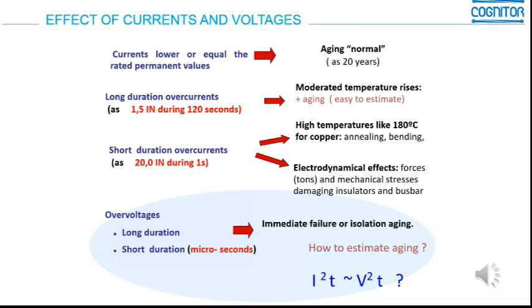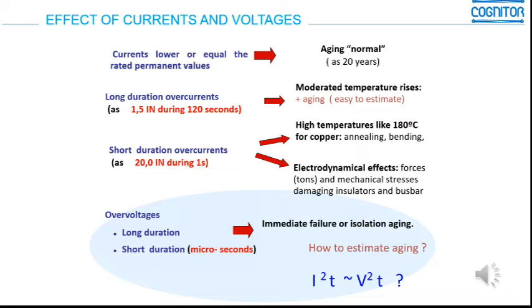The effects of currents and voltages that occur in the daily life of a substation are, in order, first the currents lower than or equal to the rated permanent values of the currents in the circuits, and these currents usually have as a consequence what we call the normal aging of the component, the circuit. Normal aging is something like, let's say, for a complete substation, 20 years, 30 years, 40 years, something like that.